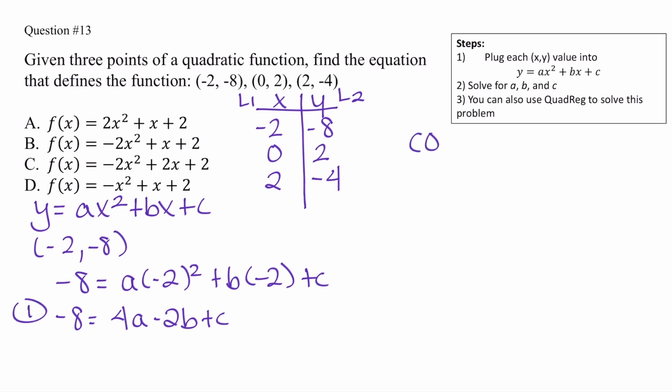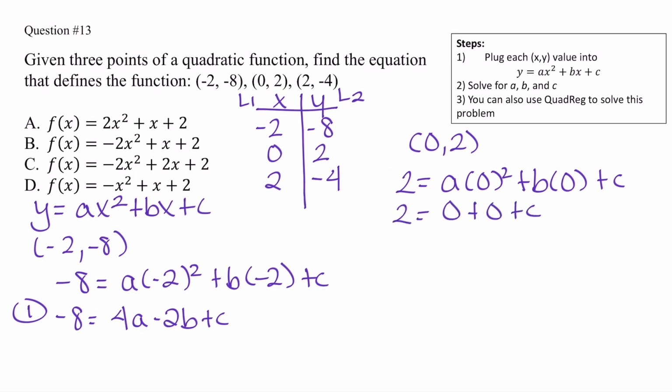Equation number 2 comes from the point 0, 2. So we have 2 equals a times 0 squared plus b times 0 plus c. So that's 2 equals 0 plus 0 plus c. So that tells me that 2 equals c. So that's going to be equation number 2.